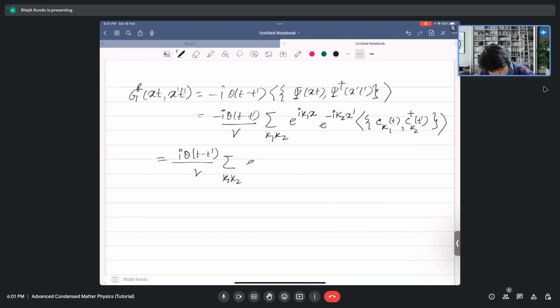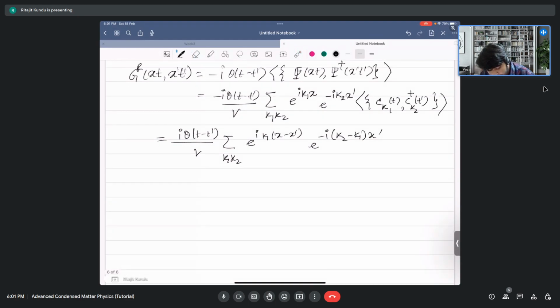So let me actually do a manipulation in this exponential phase factor, e to the power i k1 (x minus x prime). So I am just adding this part, and I'll also have to subtract it, so that it is the same as i (k2 minus k1) x prime. So you see that this part will actually cancel with this part. This k1 x prime and minus this k1 x prime will cancel each other. So this is just a little manipulation, right? And then I have the rest of the anti-commutator.